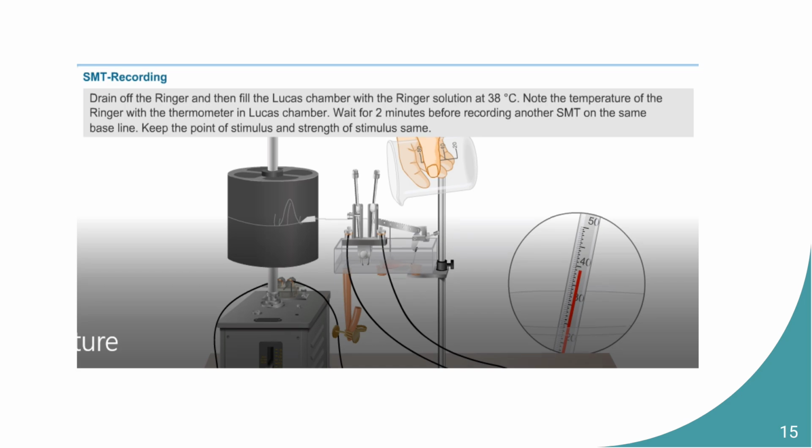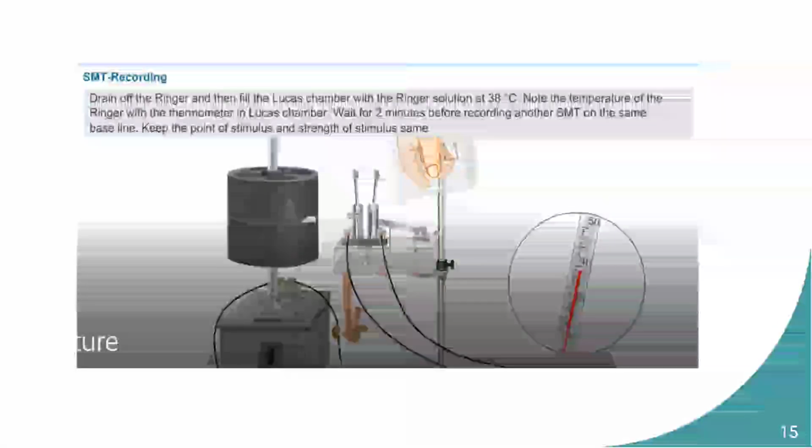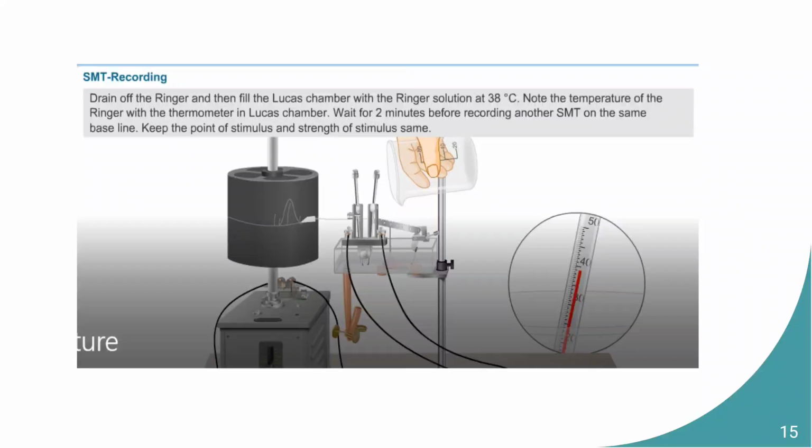So this is the simple muscle twitch. We can see here it has been recorded. Now what we will do, we will drain the Lucas chamber, then we will again put the clip over there, and we will fill the Lucas chamber with Ringer solution at 38 degrees centigrade. With the help of a thermometer, we will ascertain that the temperature is 38 degrees centigrade.